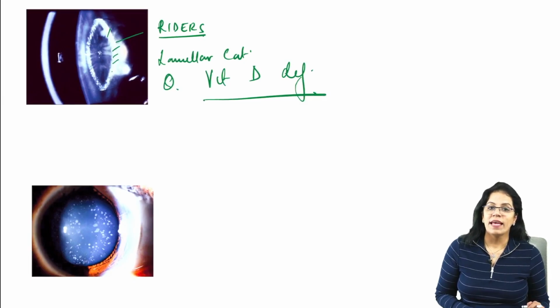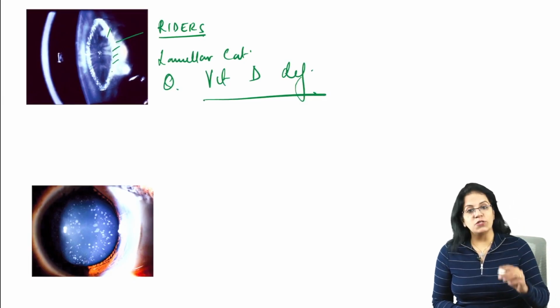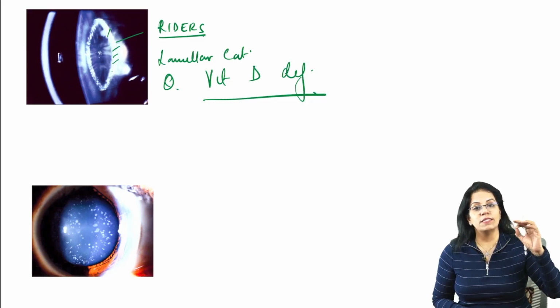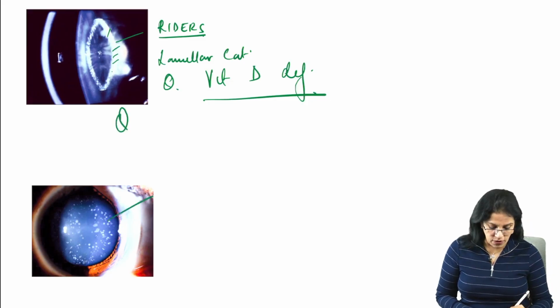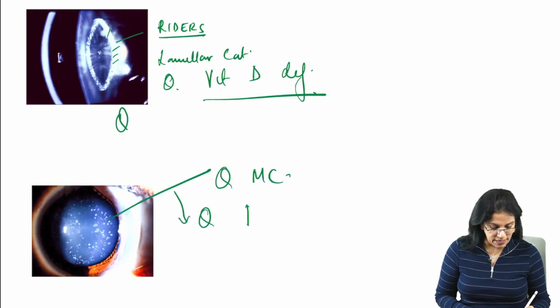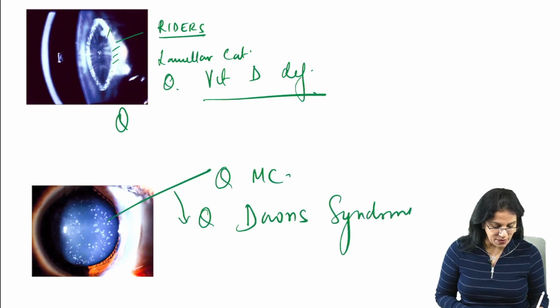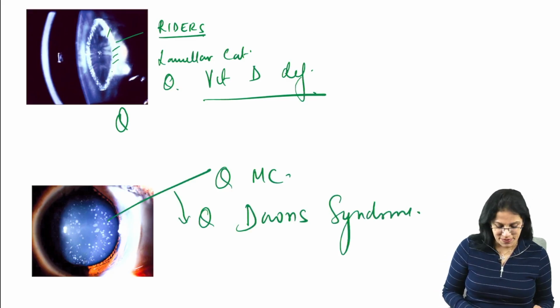ठीक है? Another thing is, most common congenital cataract causing diminution of vision is lamellar. And most common congenital overall is blue dot. Another important point, it is mainly also seen in Down syndrome. Blue dot cataract can be seen in Down syndrome. Right. We come to the next type of cataract.